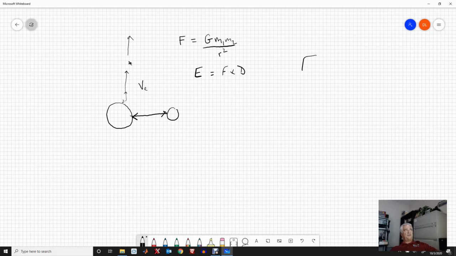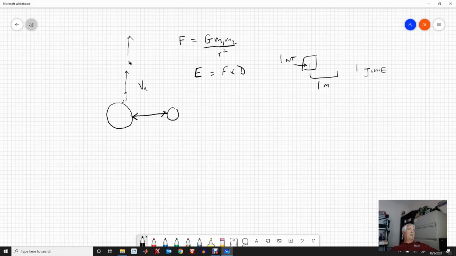So if you move an object weighing 1 kilogram, and it takes you 1 Newton of force, and you move it 1 meter, you've done 1 joule of work, or of energy, on that object. So energy is equal to force times distance.